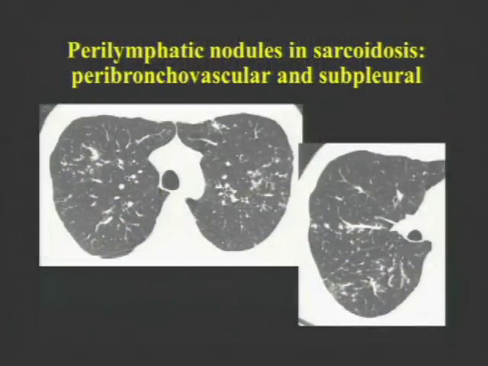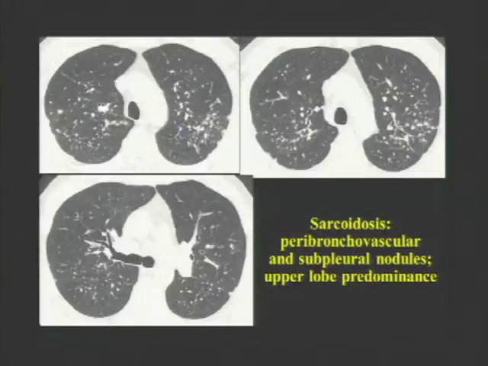Now here are some more examples of perilymphatic nodules in sarcoid, peribronchovascular and subpleural nodules. Those arrows are pointing at nodules in relation to central bronchi and vessels. And here, nodules at the pleural surface adjacent to the fissure. So patchy nodules, peribronchovascular and subpleural, typical perilymphatic, typical of sarcoid. Sarcoid with peribronchovascular and subpleural nodules with an upper lobe predominance. Again, upper lobe predominance is quite typical of sarcoidosis.